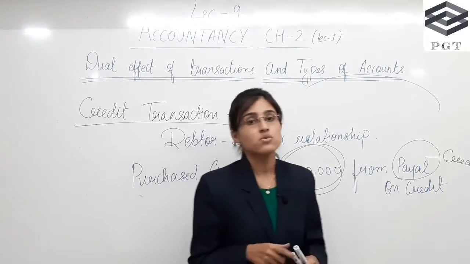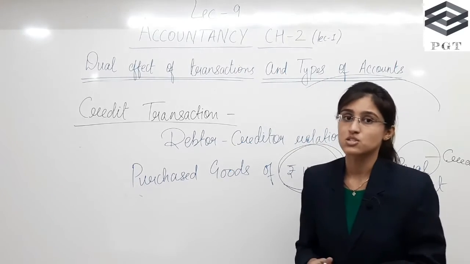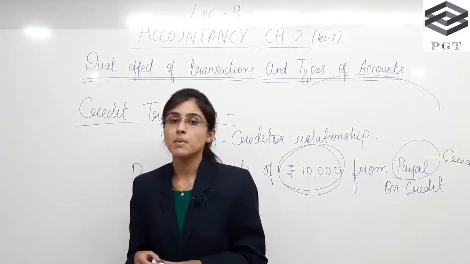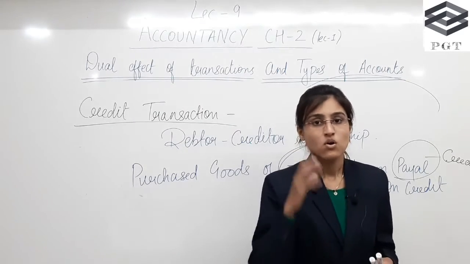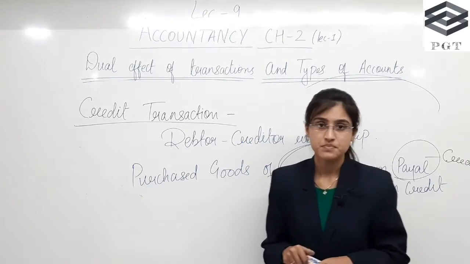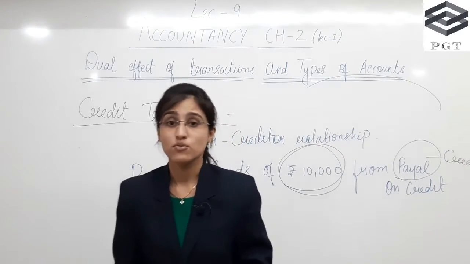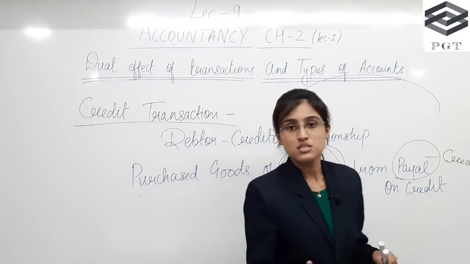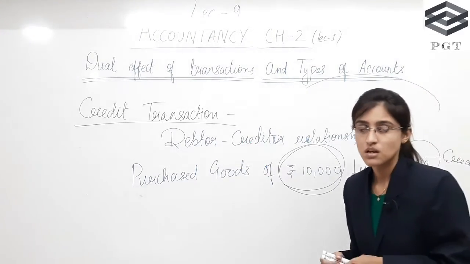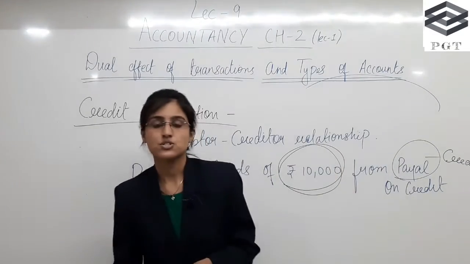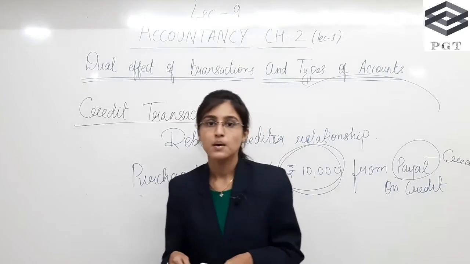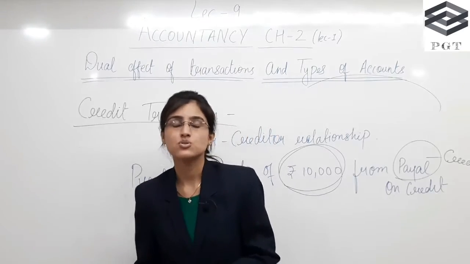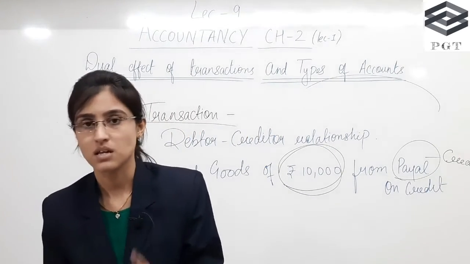We have understood about cash transaction. What does a cash transaction mean? In which the receipt or payment is involved on the spot. Cash transaction of goods, cash transaction of an asset, cash transaction of service, and cash transaction of receivables and payables. Then we have understood about credit transactions.